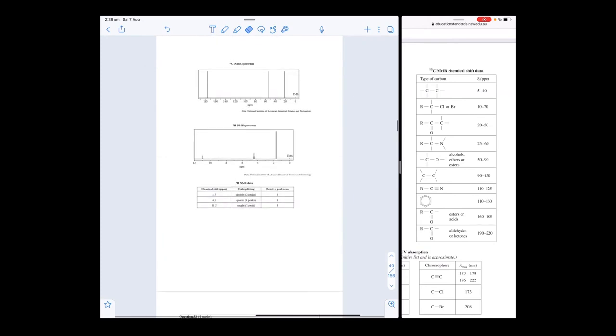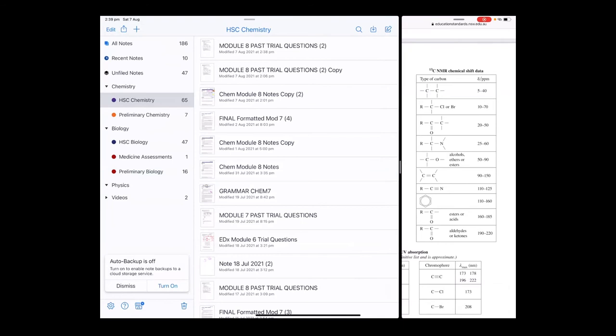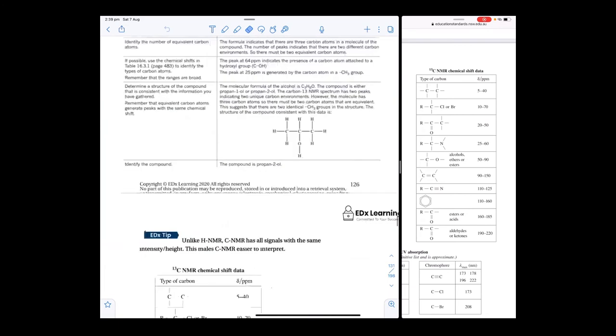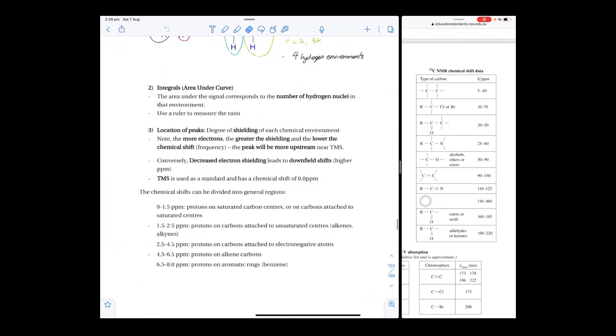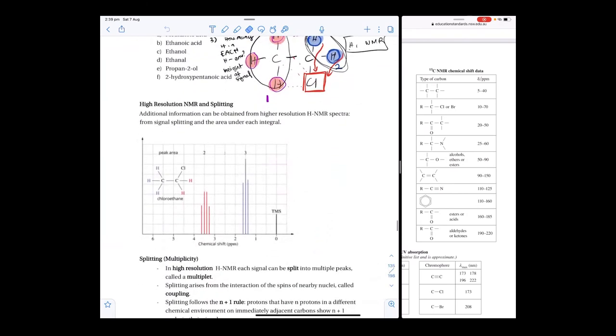Okay, I'm gonna quickly explain to you all what splitting is. Before we go through this, I'll quickly teach you all what splitting is so you can all start going through more exam questions as well. So coming back to the notes, come up to hydrogen NMR. I'll pull this out.